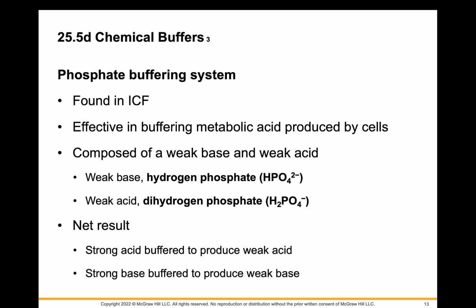When we look at phosphate, this is primarily found within the intracellular fluid, and it is very effective in buffering metabolic acids that are produced by the cells. It is composed of a weak base and a weak acid. The weak base is hydrogen phosphate, whereas the weak acid is dihydrogen phosphate. Overall, strong acid is buffered to produce weak acid, and strong base is buffered to produce a weak base.